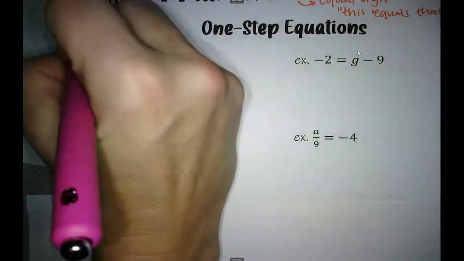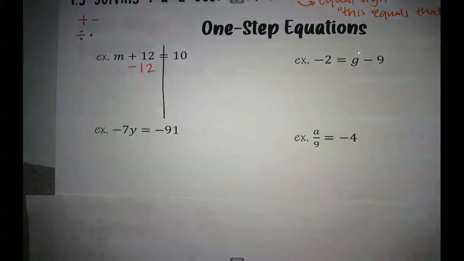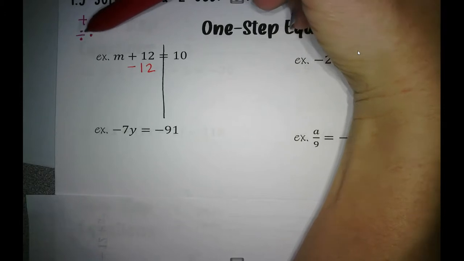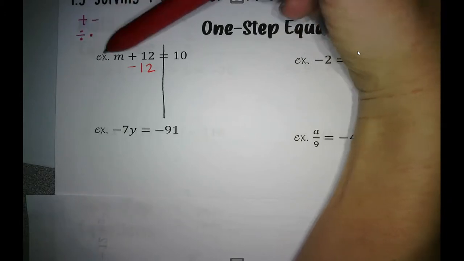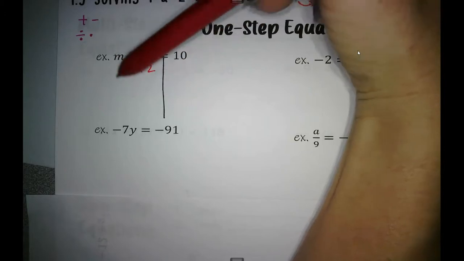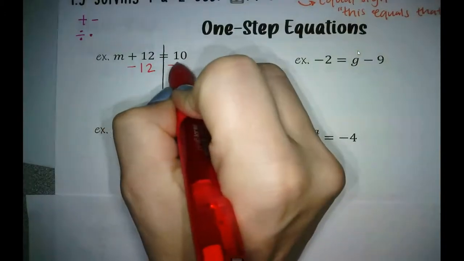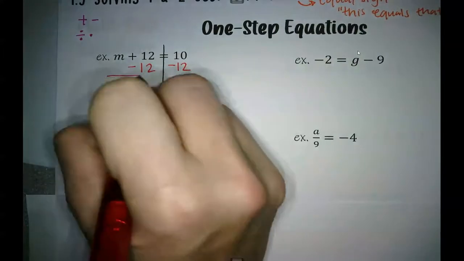Opposite operations. And those are the only ones we're going to start with. So opposite of addition is subtraction. Opposite of subtraction is addition. Opposite of division is multiplication, and vice versa. So what did I say? What happens on this side of the wall has to happen on this side.